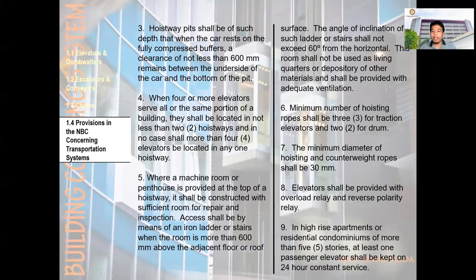And then number nine, in high-rise apartments or residential condominiums of more than five stories, at least one passenger elevator shall be kept on 24-hour constant service. So if there are apartments of five stories or more, you should have at least one elevator operational 24 hours.